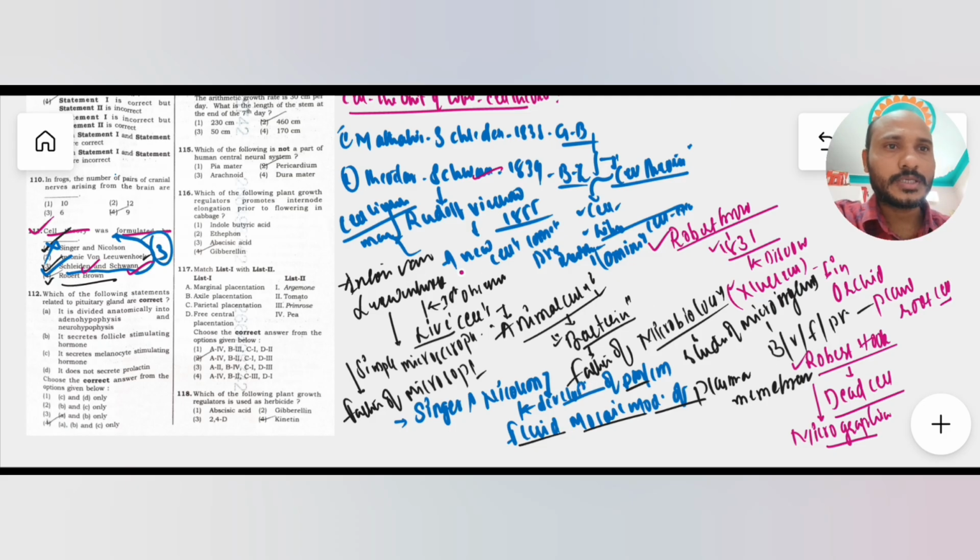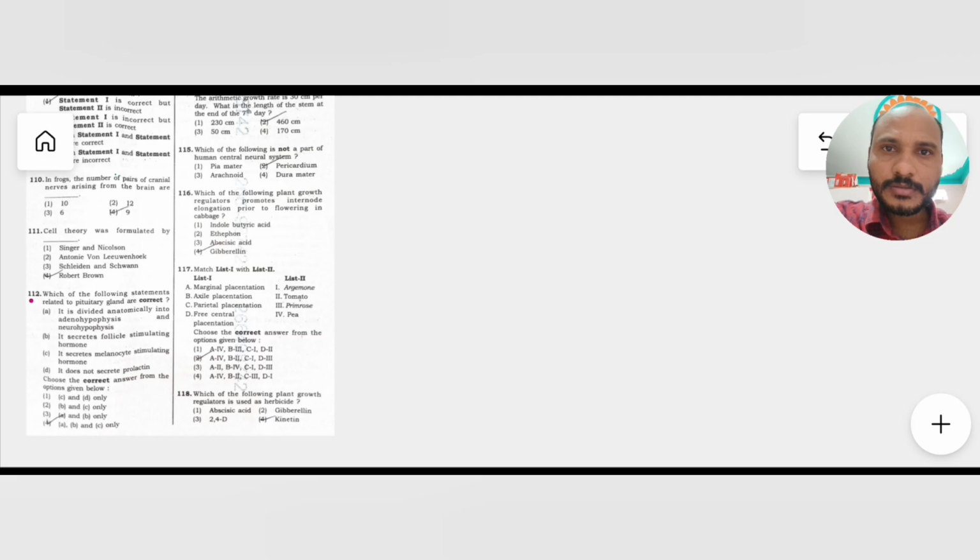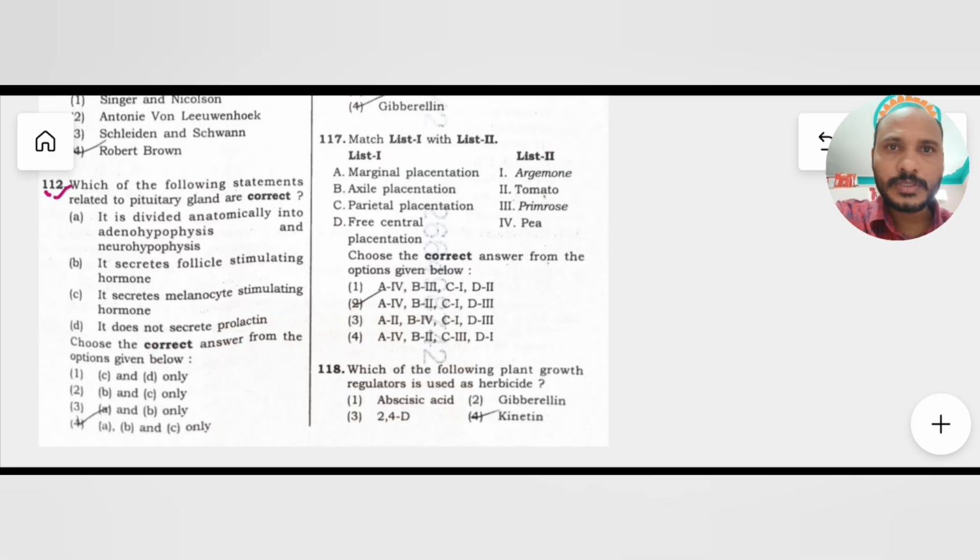Next, question 112. Which of the following statements related to the pituitary gland are correct? There are four statements. It is divided anatomically into adenohypophysis and neurohypophysis. It secretes follicle stimulating hormone, that is FSH. It secretes melanocyte stimulating hormone, MSH. It does not secrete prolactin. Choose the correct answer from the options given below.